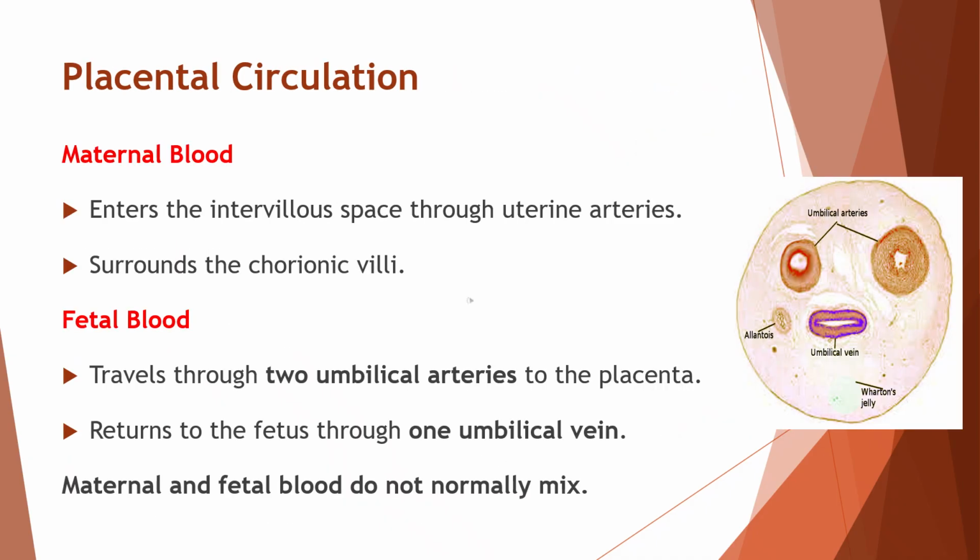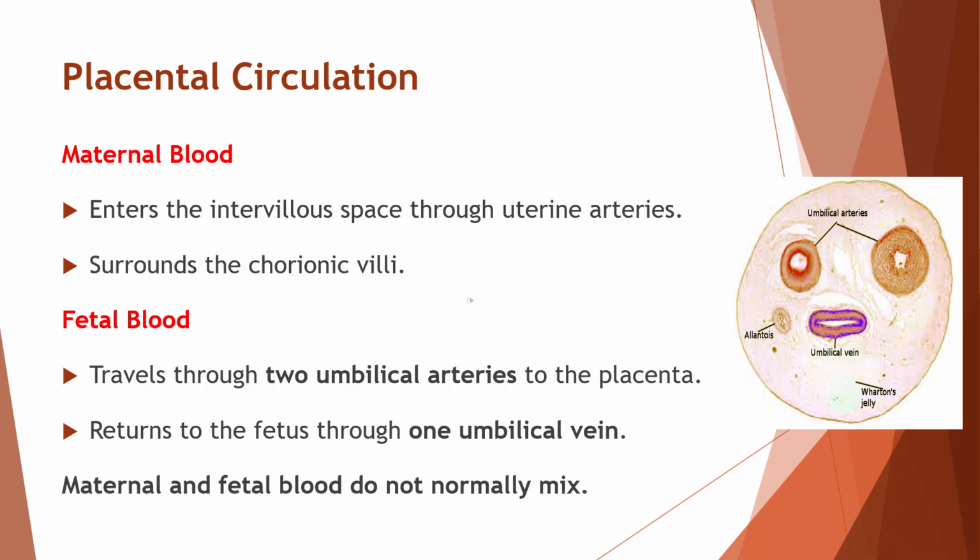Now, we will see about placental circulation. Placental circulation is the exchange of oxygen, nutrients, and waste products between the mother and the baby through the placenta. First, let us see maternal blood circulation. Maternal blood enters the placenta through the uterine arteries. It flows into the intervillous space and surrounds the chorionic villi. Here, oxygen and nutrients pass from the mother's blood to the baby.